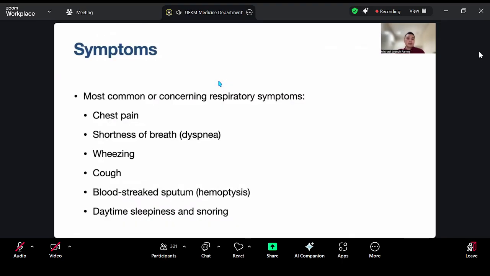Now that we have finished with the physical examination, let's focus on two of the most common respiratory complaints, namely your cough and hemoptysis. The other listed symptoms would be discussed by your other lecturers in the future.